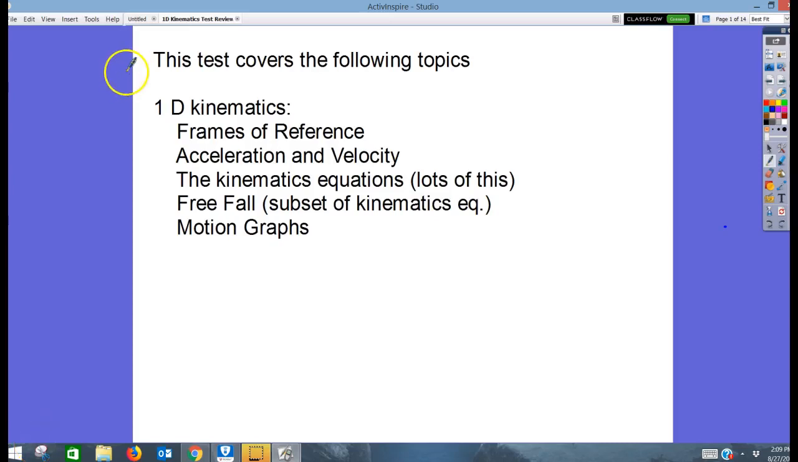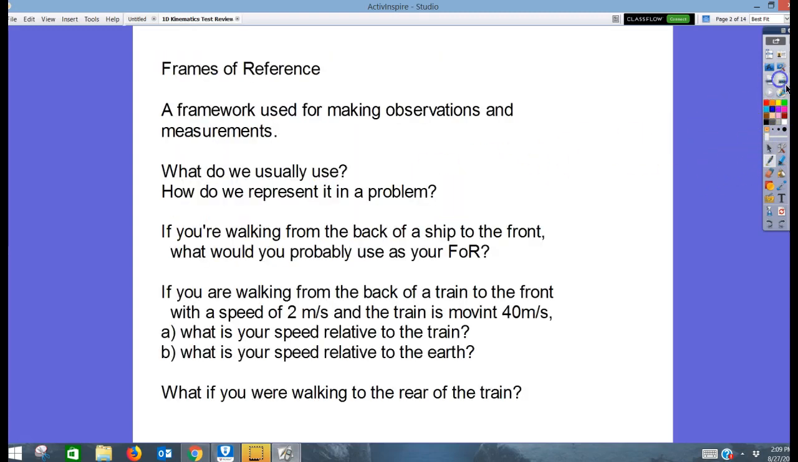Hi, this is a brief review for the 1D kinematics test, and that will cover frames of reference, acceleration and velocity, concept questions, and calculations. The kinematics equations, lots of problems with kinematics equations. Free-for-all problems, which is just a subset of kinematics equation stuff, and interpreting motion graphs.